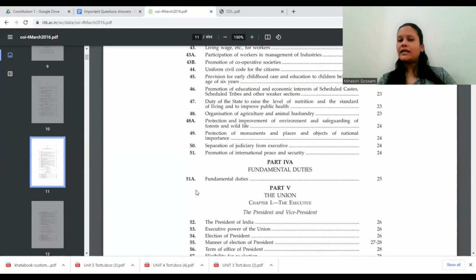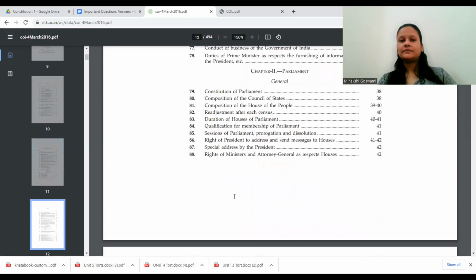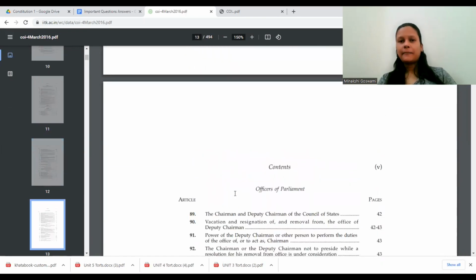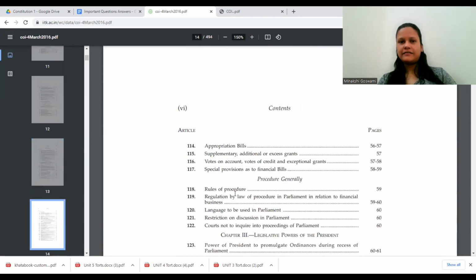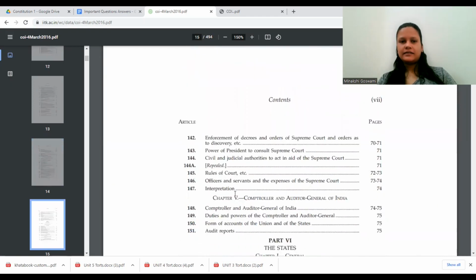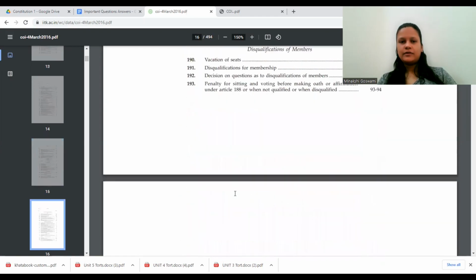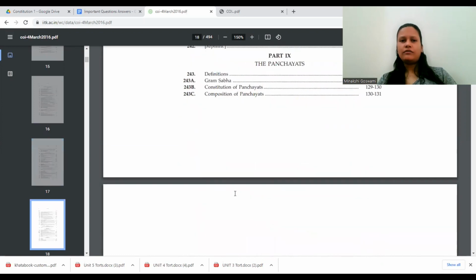And not just about articles, even parts can also be added. Like see, part 4A, this entire part was added at a later stage by way of amendment only. Part also, article also, that is also completely okay. 1976, yes, 1976. So this was added.